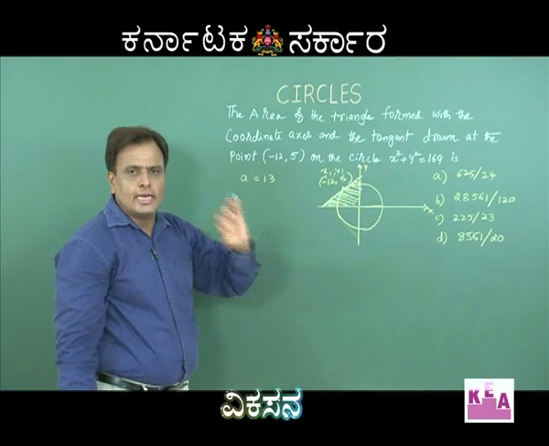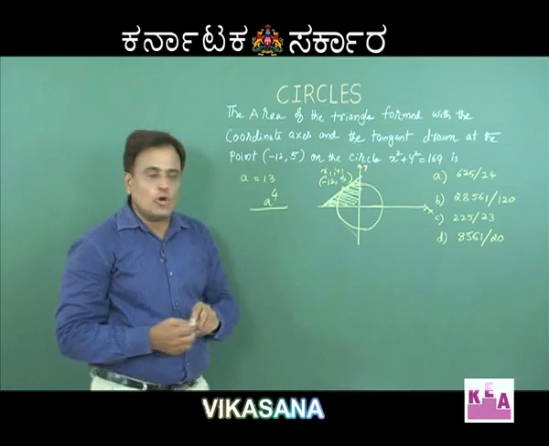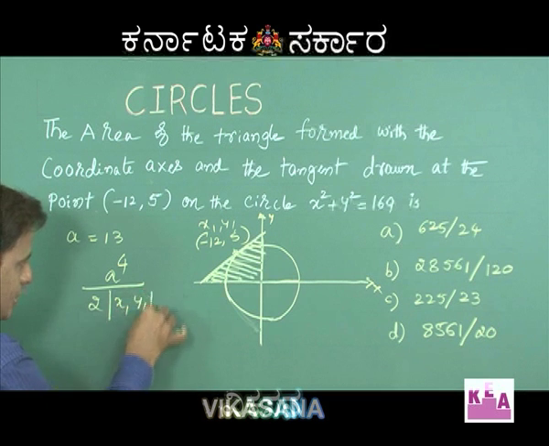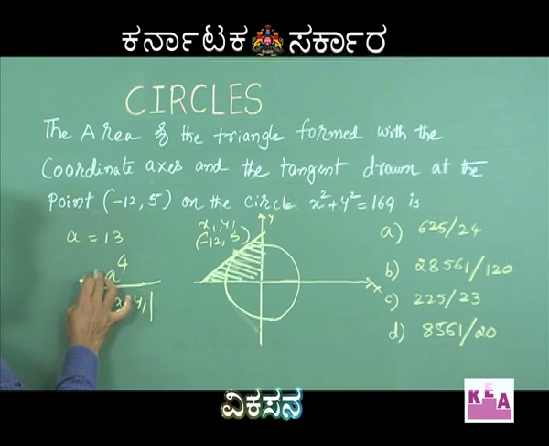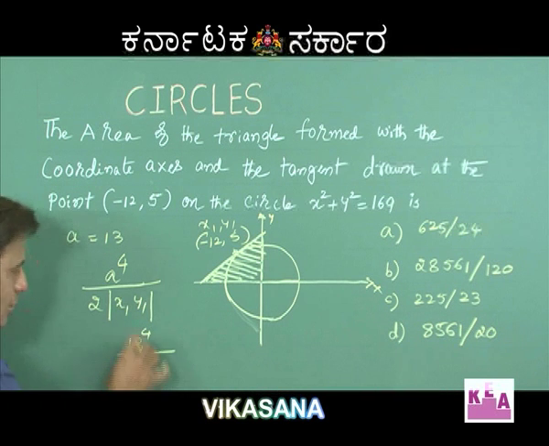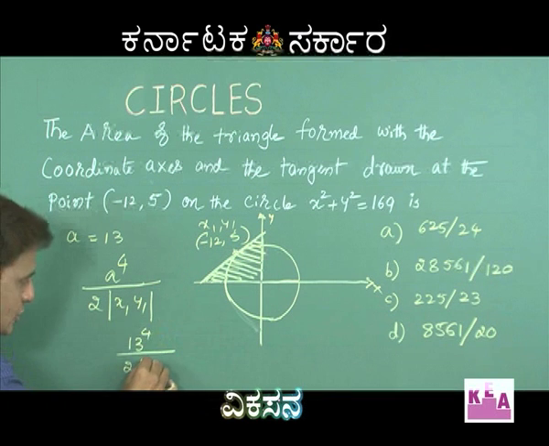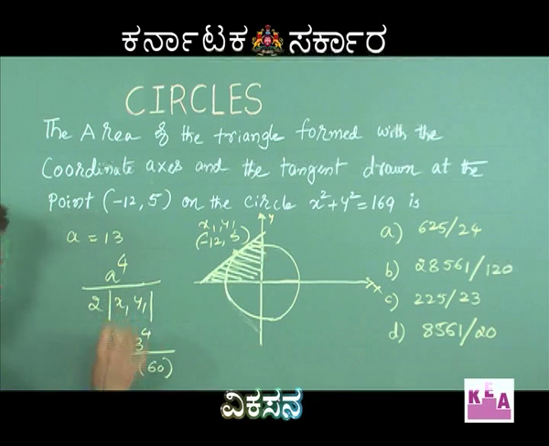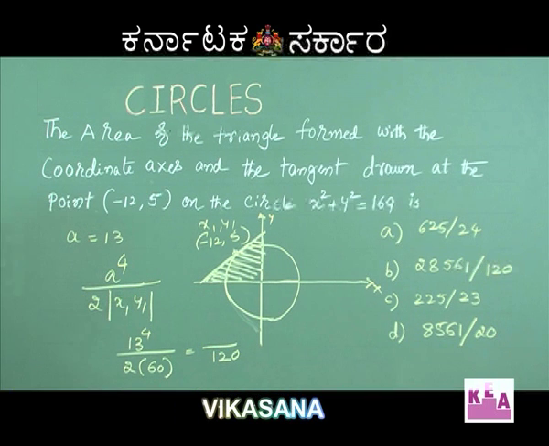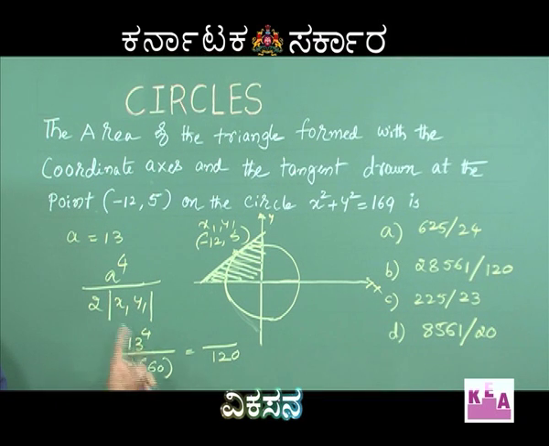To find out this area directly, I am going to give you the shortcut. The shortcut is a raised to 4 upon 2 times the modulus of x1 y1. Now simple substitution, a is equal to 13, so 13 raised to 4 upon 2 times x1 into y1. x1 is 12, 12 into 5 is 60. Modulus means negative gets cancelled. That is, the denominator is 120. So no option has denominator 120 except B. There is no need for you to calculate 13 raised to 4.